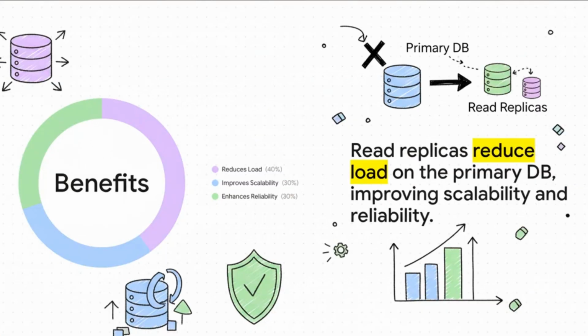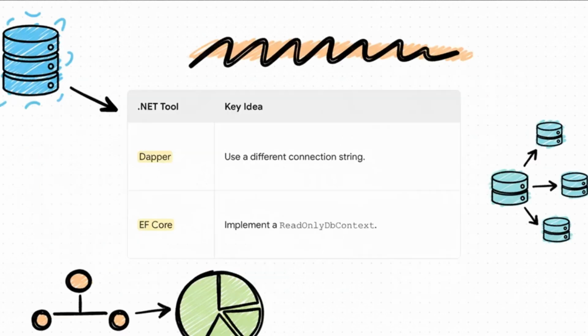So what do you get out of this? Well, the benefits are honestly huge. You dramatically cut down the load on your primary database, since it isn't juggling reads and writes anymore. This makes your whole system way more scalable, especially for read-heavy apps, and it also boosts reliability. It's a win-win-win.